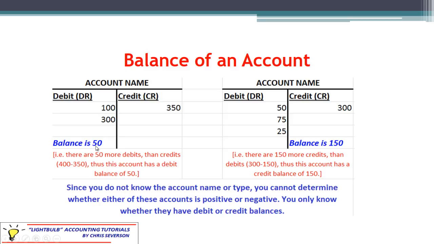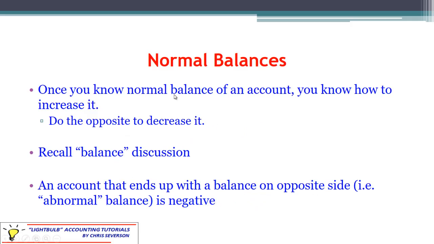Therefore, we can't really tell whether this $50 debit balance or this $150 credit balance is positive or negative. The only thing we know is that it's a $50 debit balance and a $150 credit balance. That's all we can say at this point. It may be positive, maybe negative. We don't know. To know this, we first have to know what type of account it is, and then we have to know what the normal balance of that account classification is.